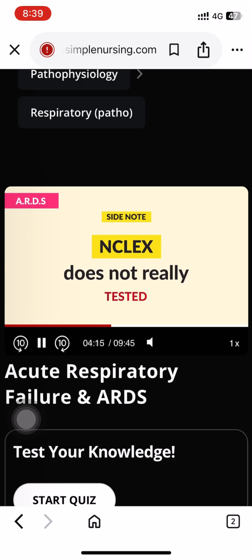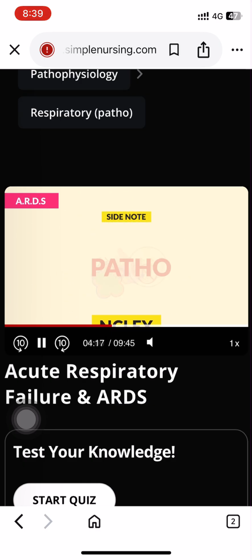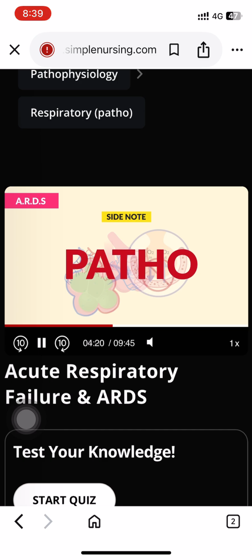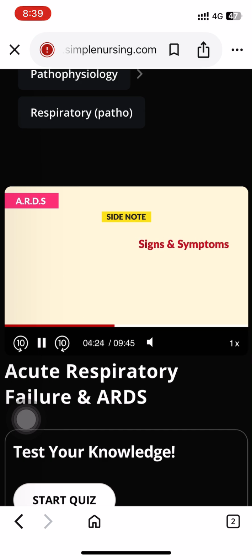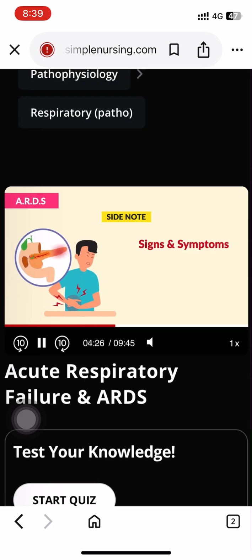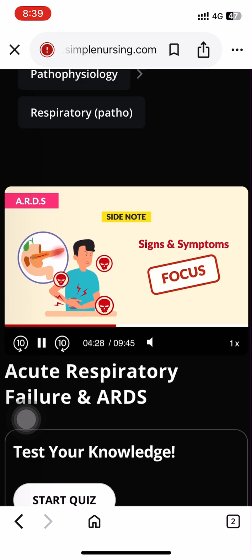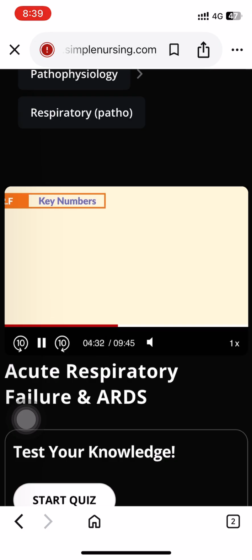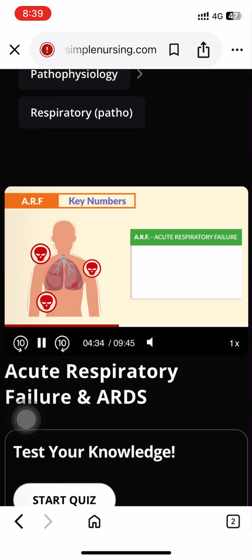The NCLEX really doesn't test directly on detailed patho or even the phases of ARDS, so you don't have to memorize that. Boards typically focus on signs and symptoms and how the patient will die. So focus on those sections when we get there. Now, switching gears to ARF, acute respiratory failure.